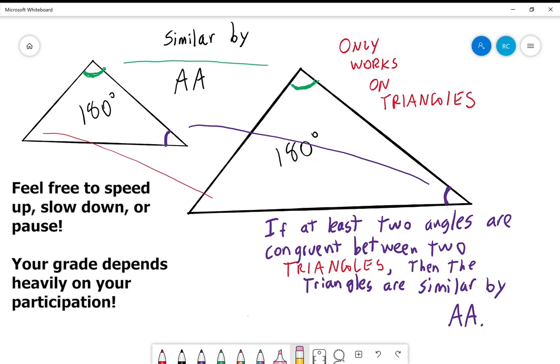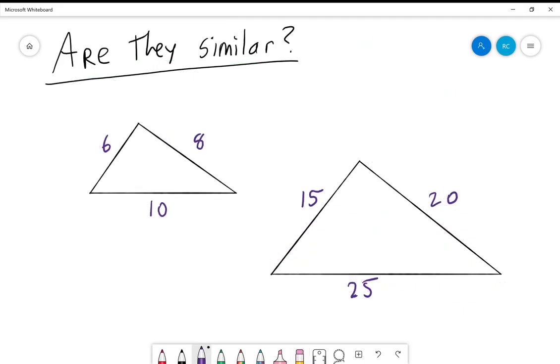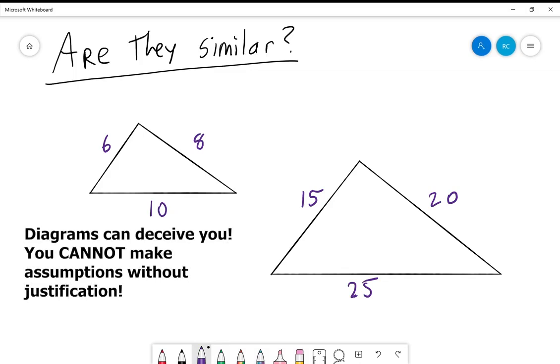Now, this is not the only method that we can use to find out whether two triangles are similar. Angle, angle is only one tool in our toolbox, so let's move on to the next one. So here we have two triangles that certainly look similar, but might or might not be. Remember that you can't count on your eyes or the diagram. Both can fool you.